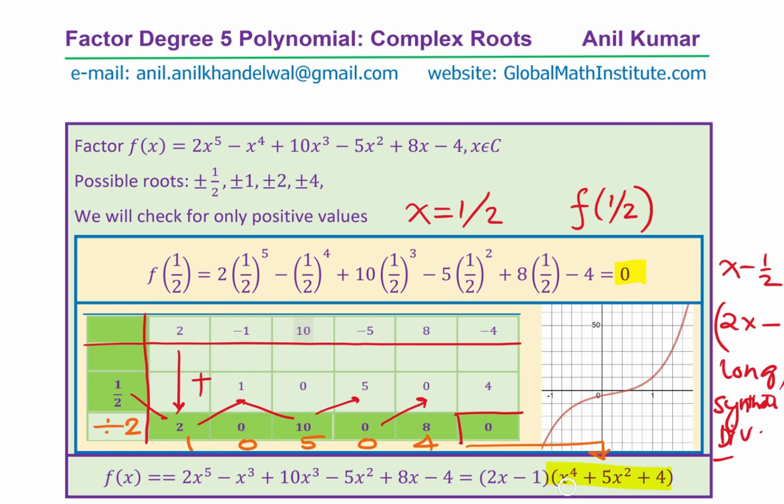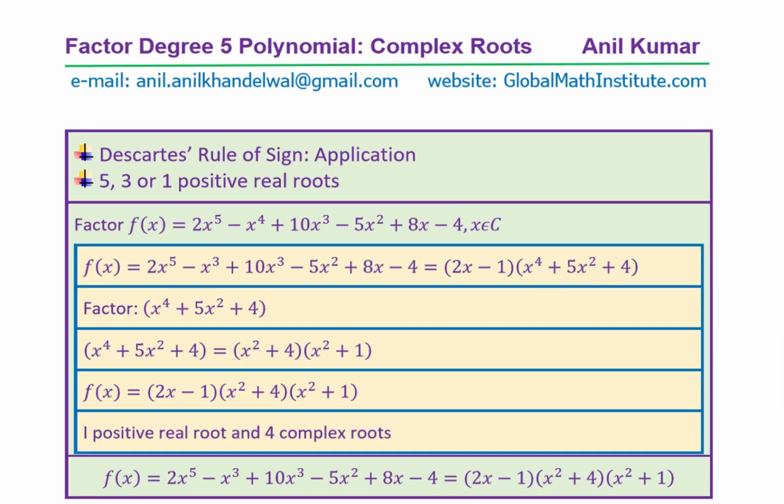So we have the factor x to the power of 4 plus 5x squared plus 4, right? And 2x minus 1, which originally we found. Perfect. So we have actually factored. Now, can you factor x to the power of 4 plus 5x squared plus 4? Well, that will give you complex roots, right? So we have got the solution in such a short period of time, correct? So we could write our function f of x as the product of 2x minus 1 into x to the power of 4 plus 5x squared plus 4, correct?